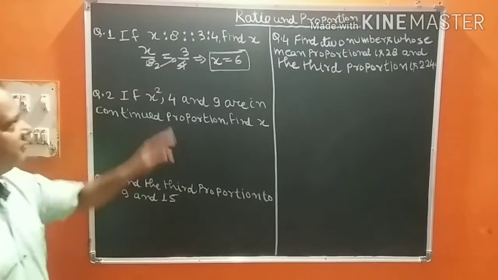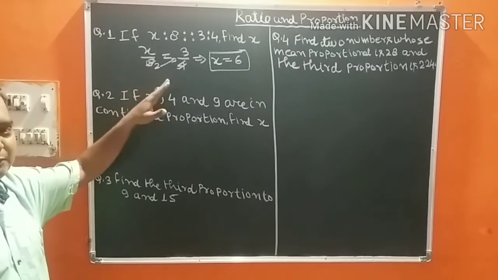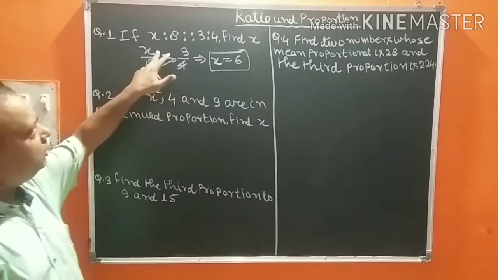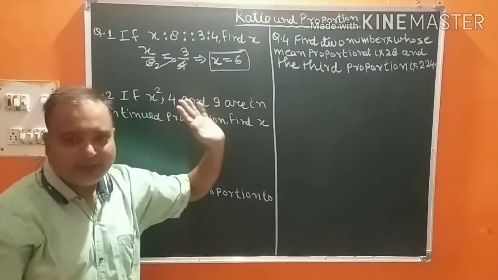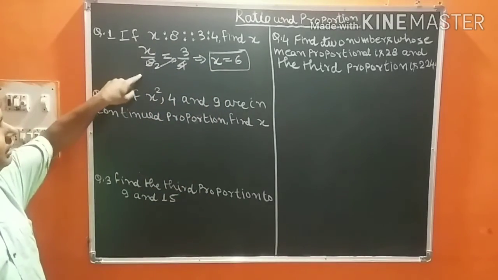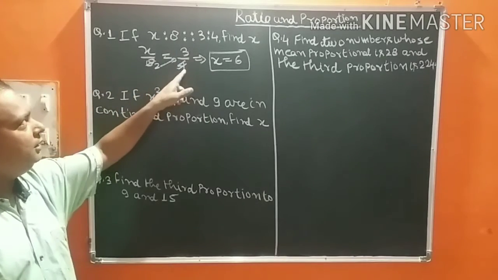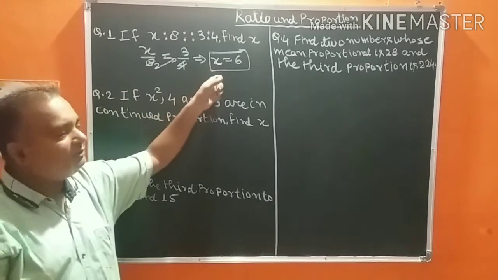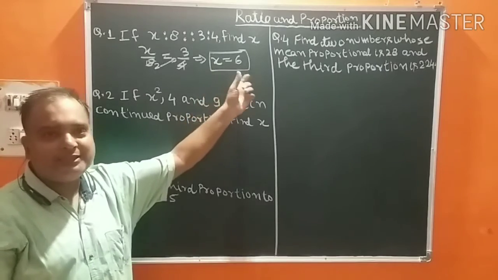It is clear? We have been given two ratios and they are in proportion. Why are they in proportion? Because both the ratios are equal. So we can write x upon 8 equal to 3 upon 4. Now just simplify. So what is the value of x? The value of x is 6.